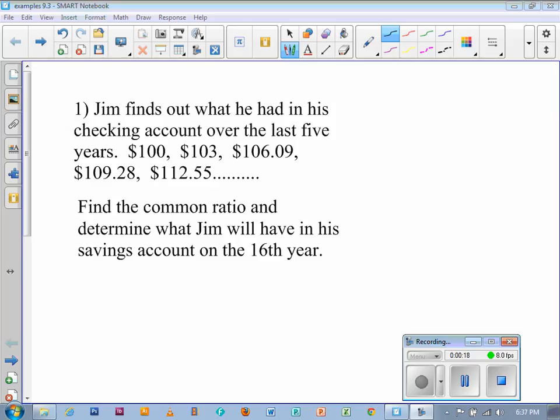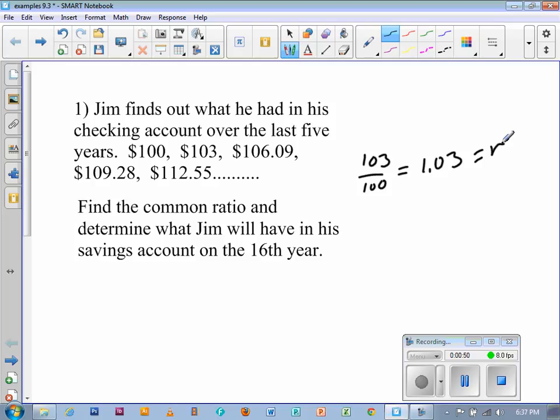He started with $100. It went up to $103. It went up to $106.09. And it's increasing geometrically, which means there's a common ratio. What we need you to do first is find out what that common ratio is. Again, if you're not clear on what the common ratio is, obviously it's a growth problem, but you can simply take the second term divided by the first term. So $103 divided by $100 is 1.03. That becomes our common ratio.